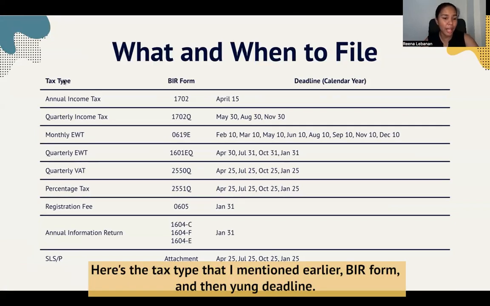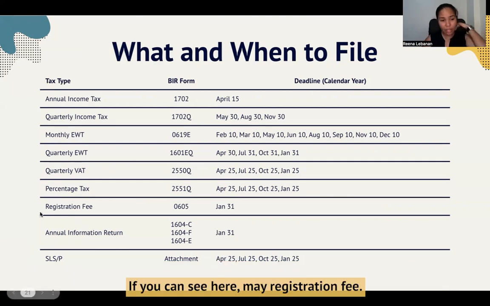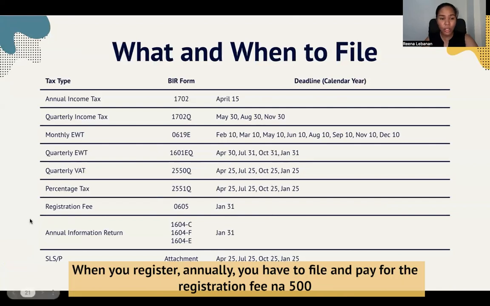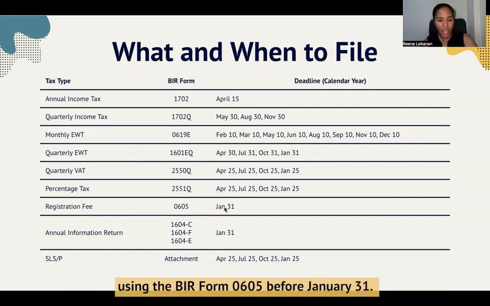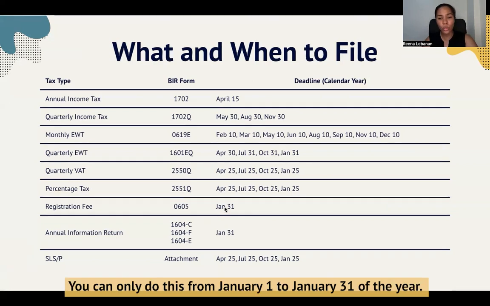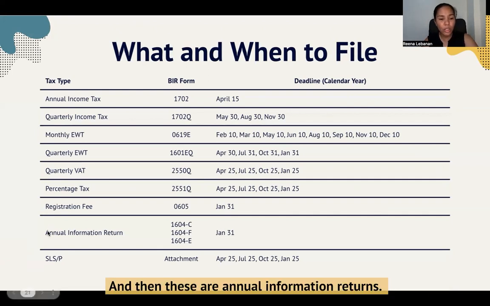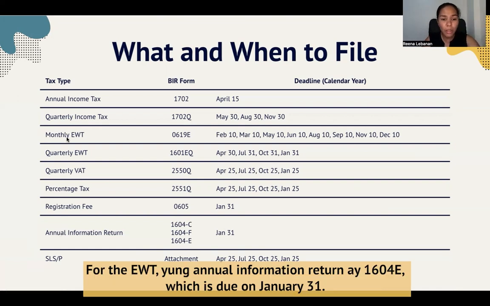Here's the tax type that I mentioned earlier, the BIR form, and then the deadline. If you can see here, my registration fee: when you register, annually, you have to file and pay the registration fee of 500 using the BIR form 0605 before January 31. You can only do this from January 1 to January 31 of the year. And then these are annual information returns. For the EWT, the annual information return is 1604E, which is due on January 31.